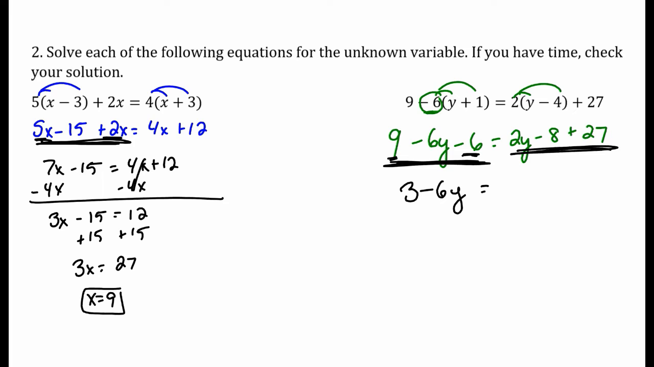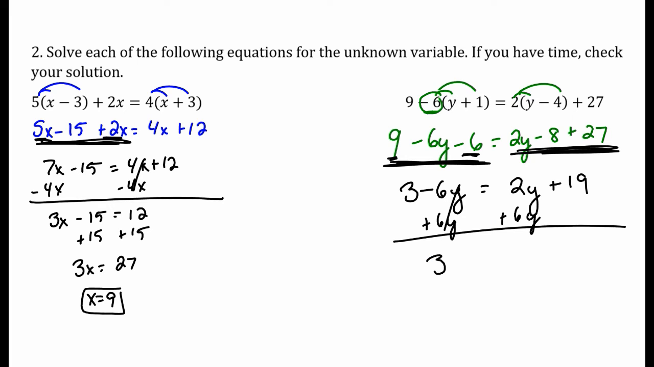Let's look at this side. What are my like terms? I have a 2y, and when I combine those, negative 8 and 27, that gives me 19. Let's add 6y to both sides. Again, I have lots of choices at that step I just made right there, but I chose to add 6y to both sides.